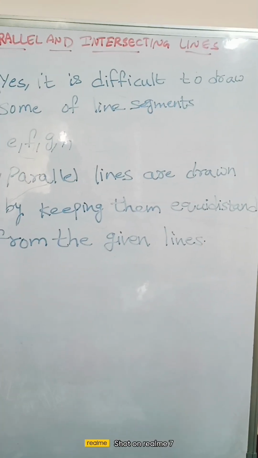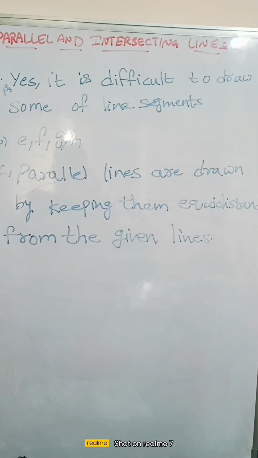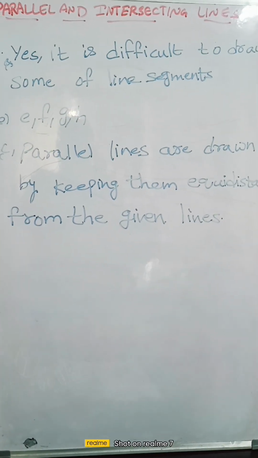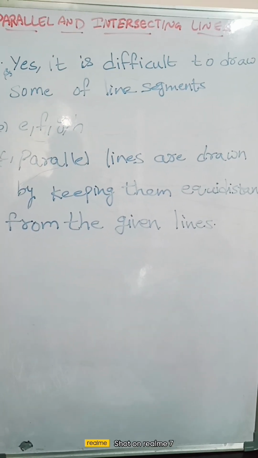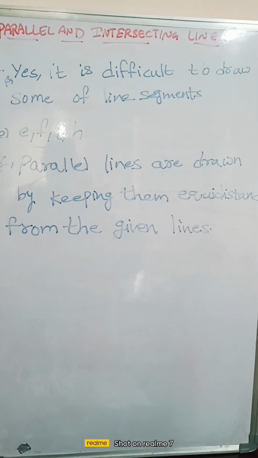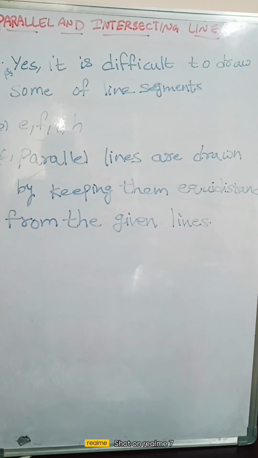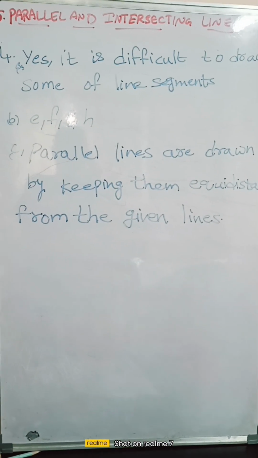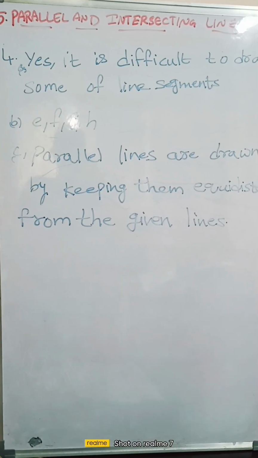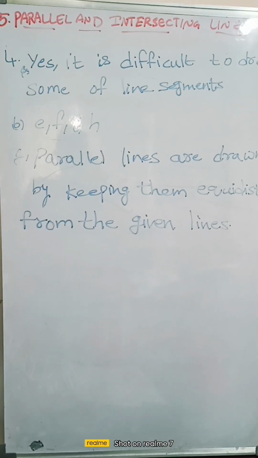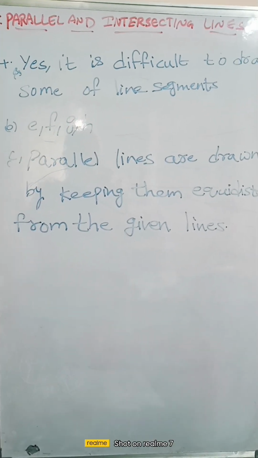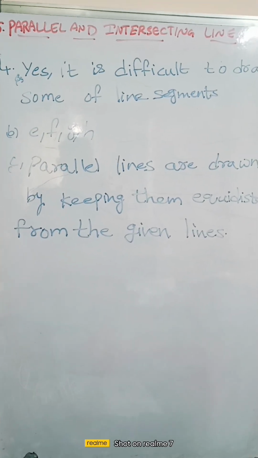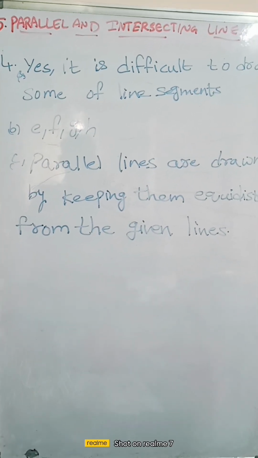Did you find it difficult to draw? Yes, it is difficult to draw some of the line segments. Which line segments? E, F, G, H. How do you notice? Parallel lines are drawn by keeping them equidistant from the given lines. So we will draw by keeping some distance without making them meet, which means the lines won't meet at any point, that are parallel lines.